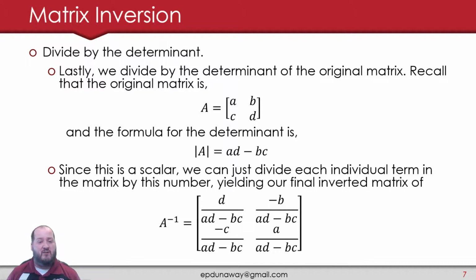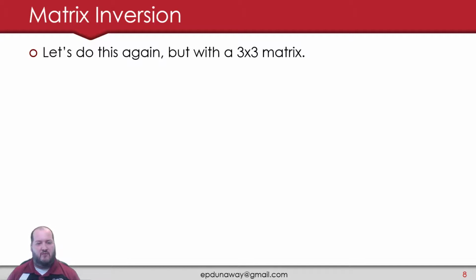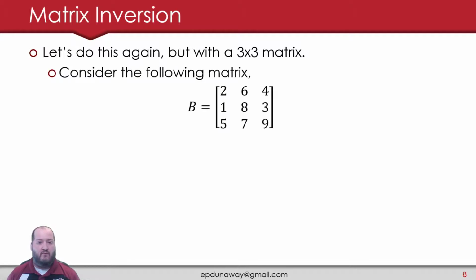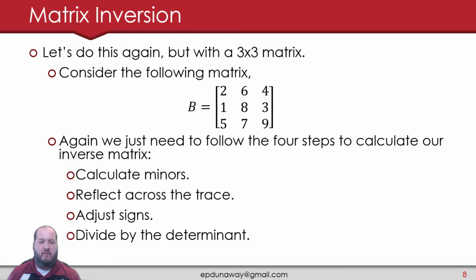So let's actually do one a little more complicated. Let's do a 3 by 3 matrix. Now to save on notation for this one, I'm actually going to put numbers into this. So here's our matrix right here, 2, 6, 4, 1, 8, 3, 5, 7, 9 for my rows. Let's invert this thing. Again, we're just going to follow our 4 steps to calculate our inverse. And honestly, the only step that gets more challenging is this first one, calculating the minors.